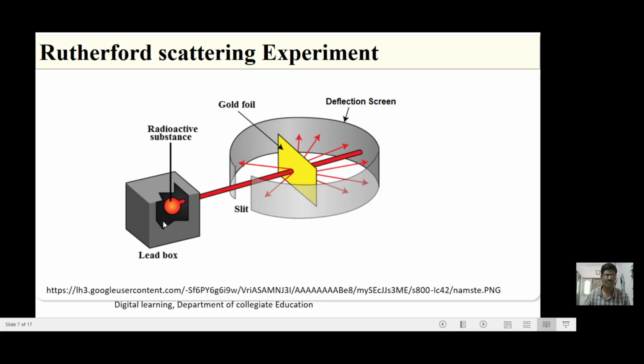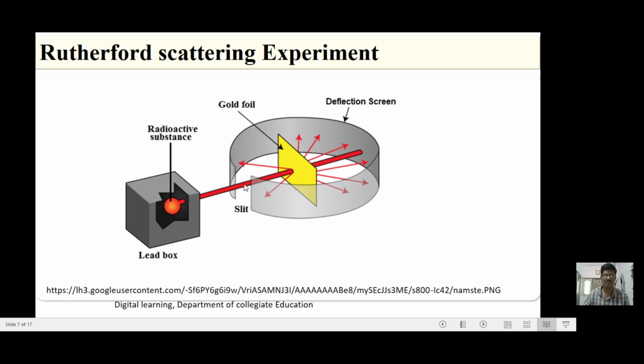So here is the lead box, called an oven, and a radioactive substance is kept here. Therefore, it emits alpha rays and gamma rays continuously. These rays are passing towards the gold foil. Here in between there are slits.